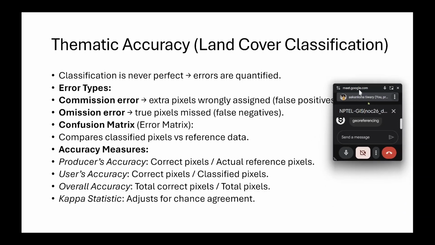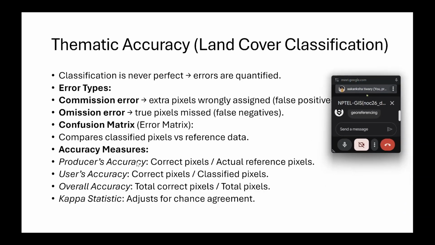So there are different measures of accuracy: producer's accuracy, which tells how much error there is in the data from whoever is providing it, then user's accuracy, then overall accuracy, and then you can calculate some statistics so that you can measure the accuracy. These classifications are never perfect, but the error should be quantified.